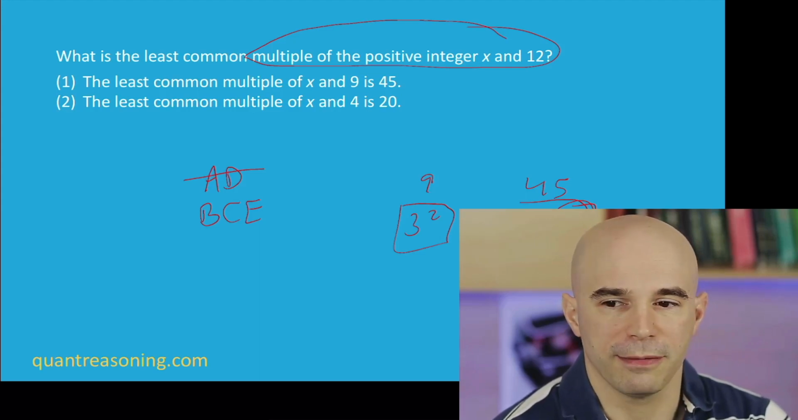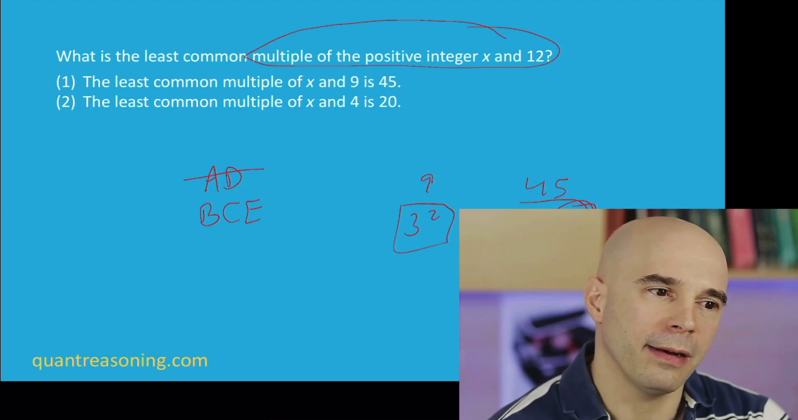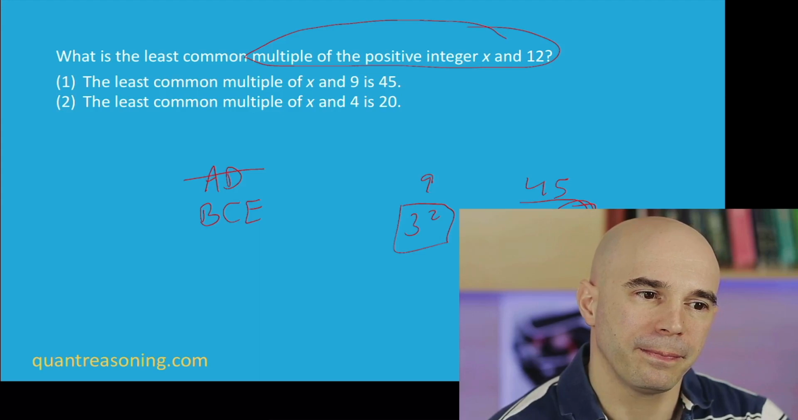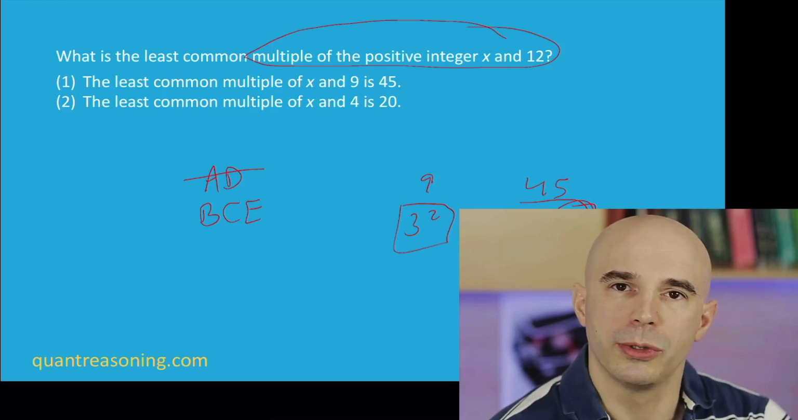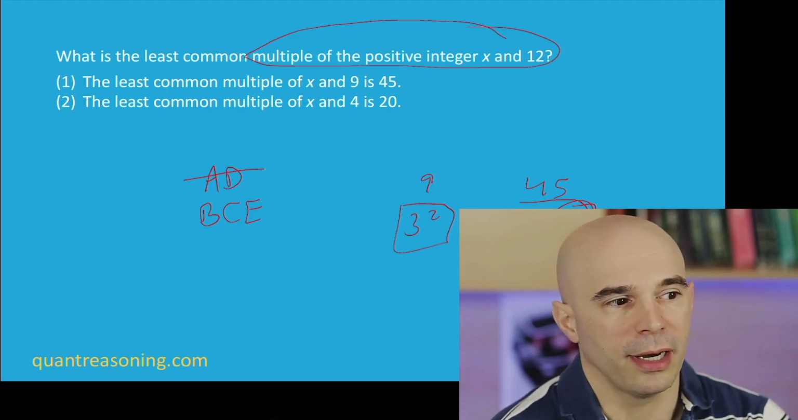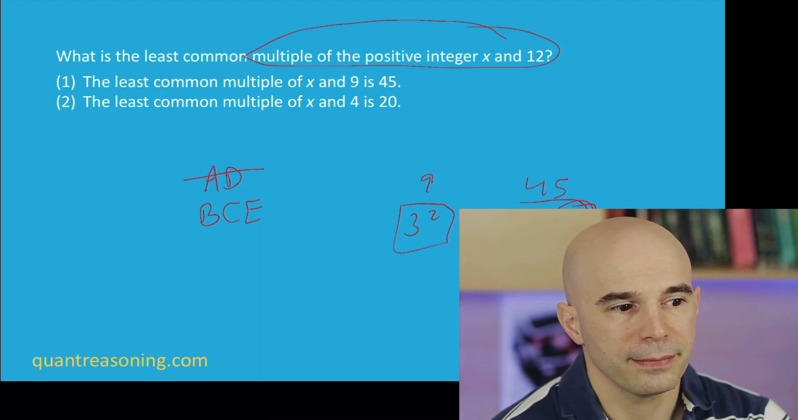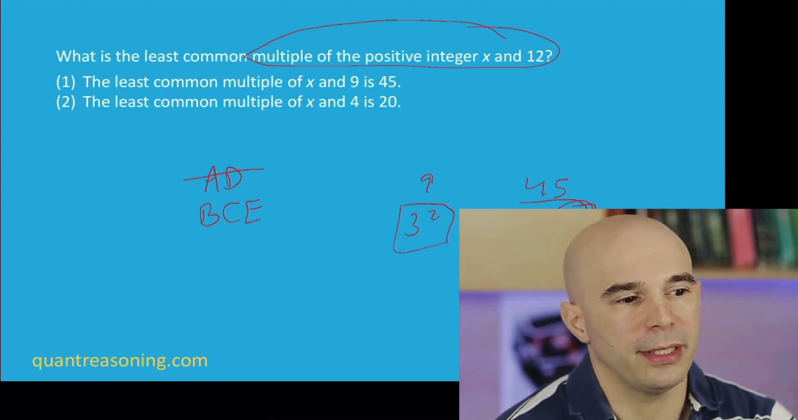For sure, X has a 5 in it based on statement 2. And X may or may not have up to 2 2s. It may or may not. I don't know. It might have no 2s at all. Maybe it has a single 2, maybe it has 2 2s.